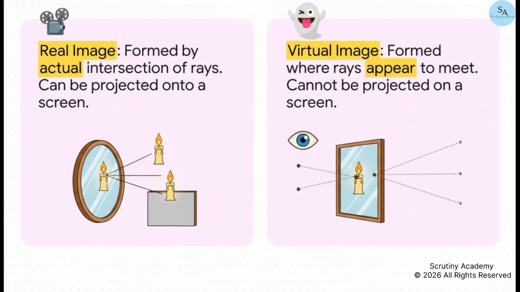So I've been throwing around the words real and virtual. Let's make sure we know exactly what they mean. A real image is formed where light rays actually meet up after reflecting. You can literally put a piece of paper there and see the image on it, just like a movie projector. A virtual image, though, is an illusion. It's where the rays only look like they're coming from behind the mirror. You can't project it on a screen. You can only see it by looking in the mirror.